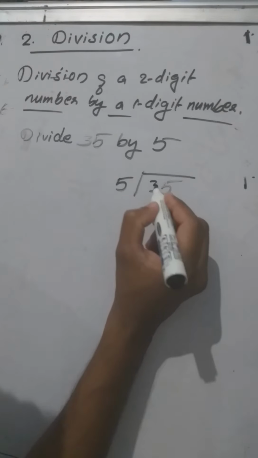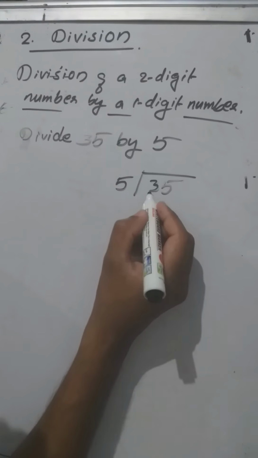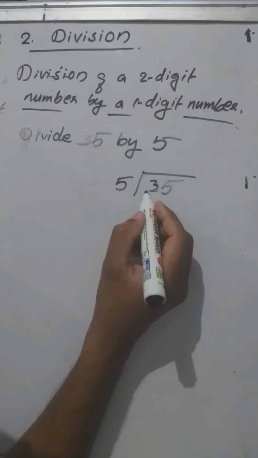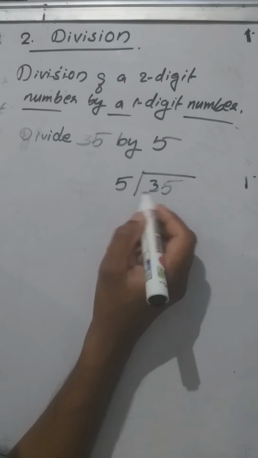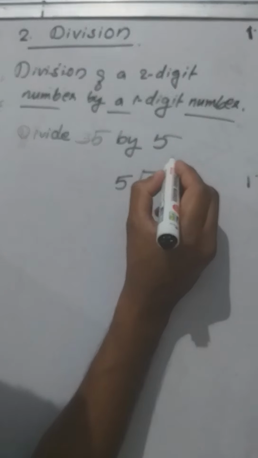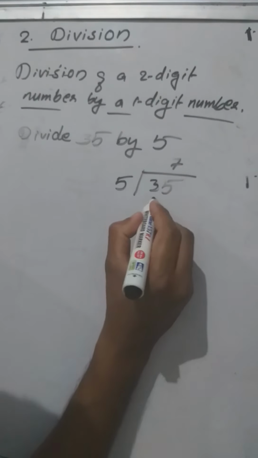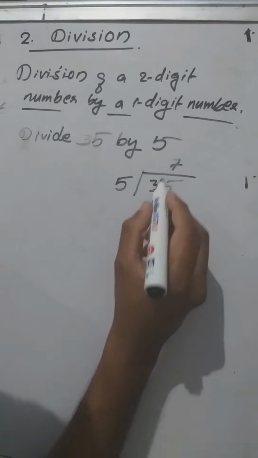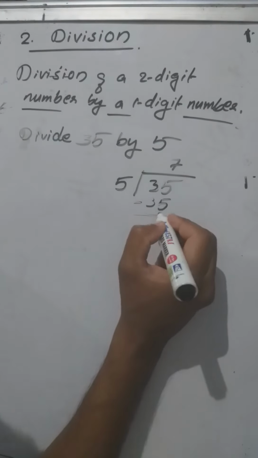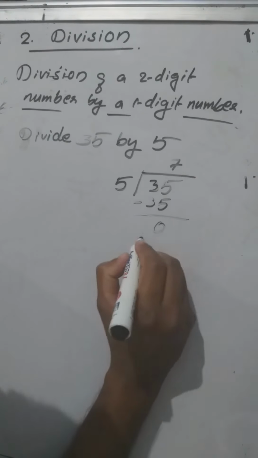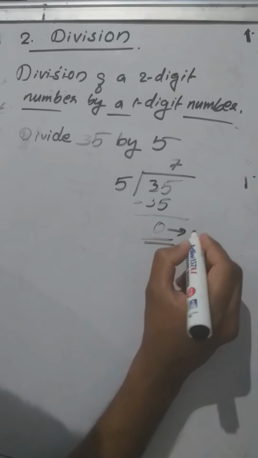And now let's check how many 5s are there in 3. We know that no 5s can be included in 3, so we have to take 35. So how many 5s are 35? Yes, 7 5s are 35. Here we have to write 35, 7 5s are 35. And now let's subtract 35 from 35. So 35 minus 35, we got 0. So 0 is the remainder.